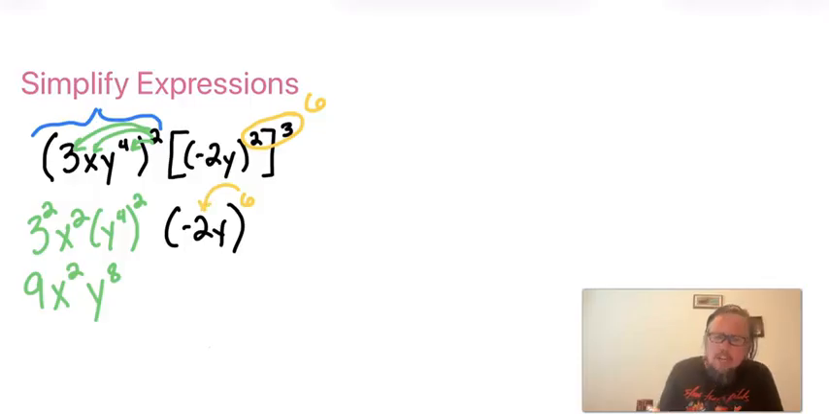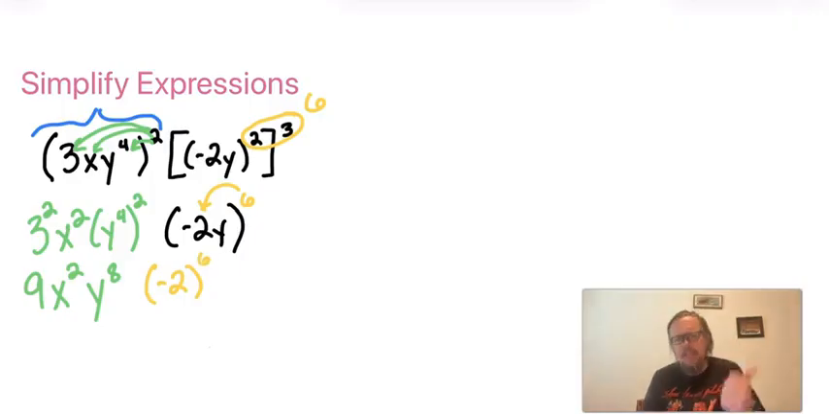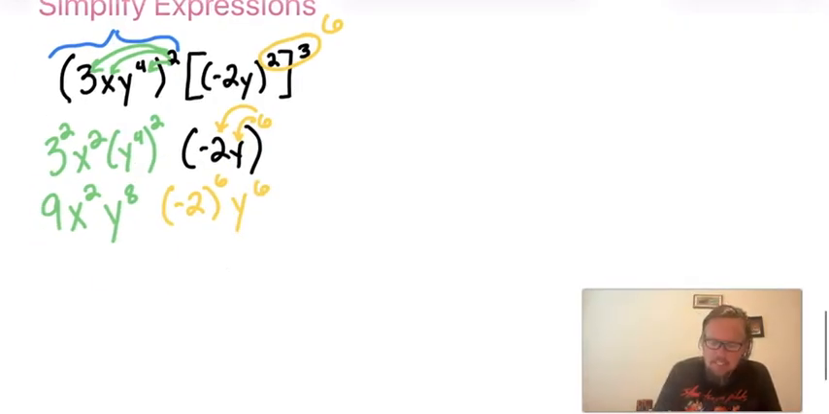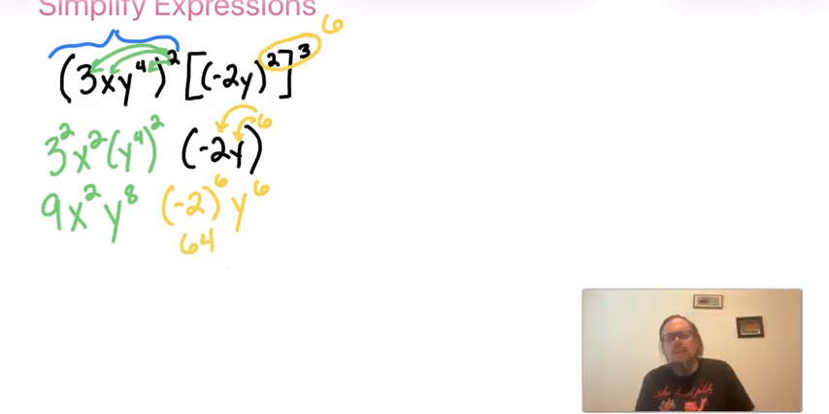-2 to the 6th power, you've got to be careful if you put this in the calculator. The -2 has to go in parentheses, so that we're doing -2 times -2 times -2 times -2. Without the parentheses, it'll just do 2 to the 6th power, then tack a negative on it. So we've got to be careful there. And then, of course, y to the 6th power. You may want to use a calculator to do -2 to the 6th power. It comes out to be 64. -2 to the 6th power is positive 64.